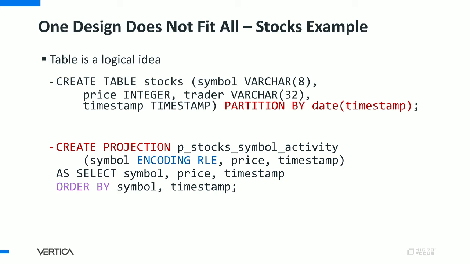Each projection stores a copy of the table data. If you don't expect to need a particular column in a projection, then you can leave it out. Our average price query didn't care about who did the trading, so maybe our projection designed for this query can leave the trader column out entirely.